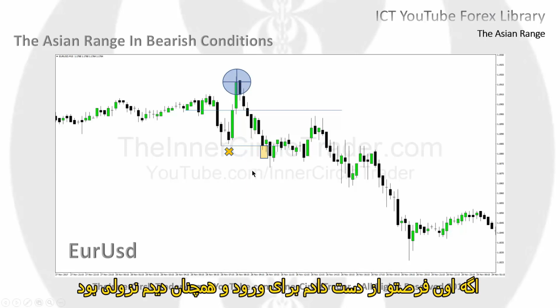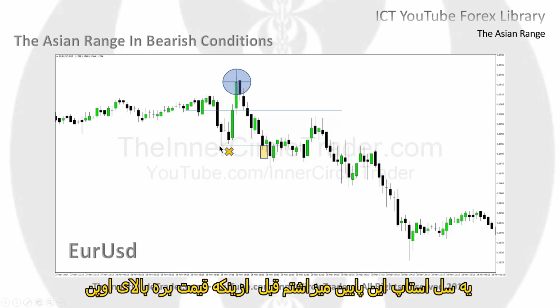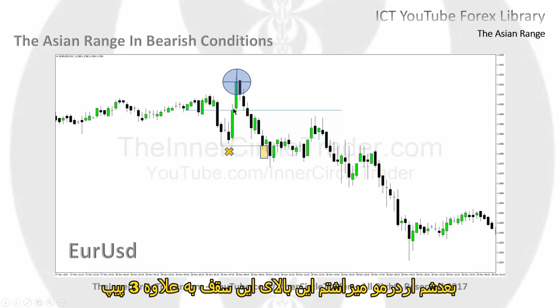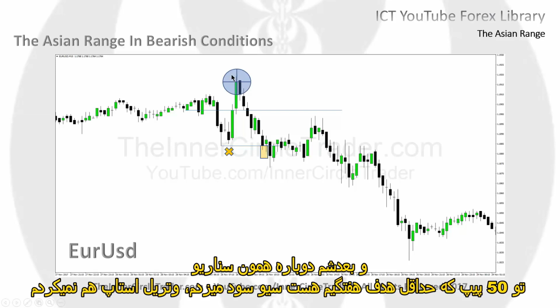So if I miss the opportunity to get in, okay, and the Swiss franc is looking to go lower, I'm going to place a sell stop below the swing low, right before the rally above the opening price, with the expectation that if this order fills, it will place a protective buy stop above the high plus 3 pips. And then again, same scenario, I would have a take profit of 50 pips, which is the low end of my weekly objective, and that's it.